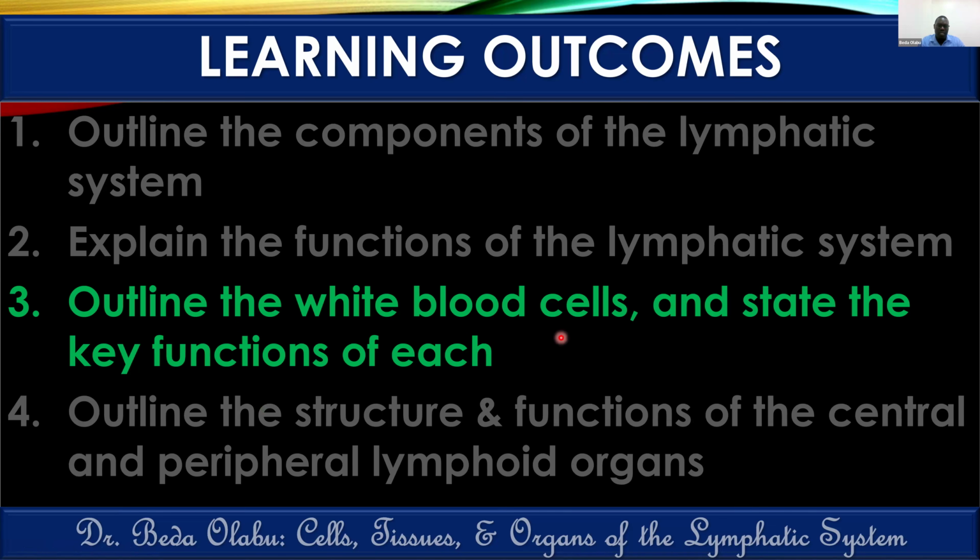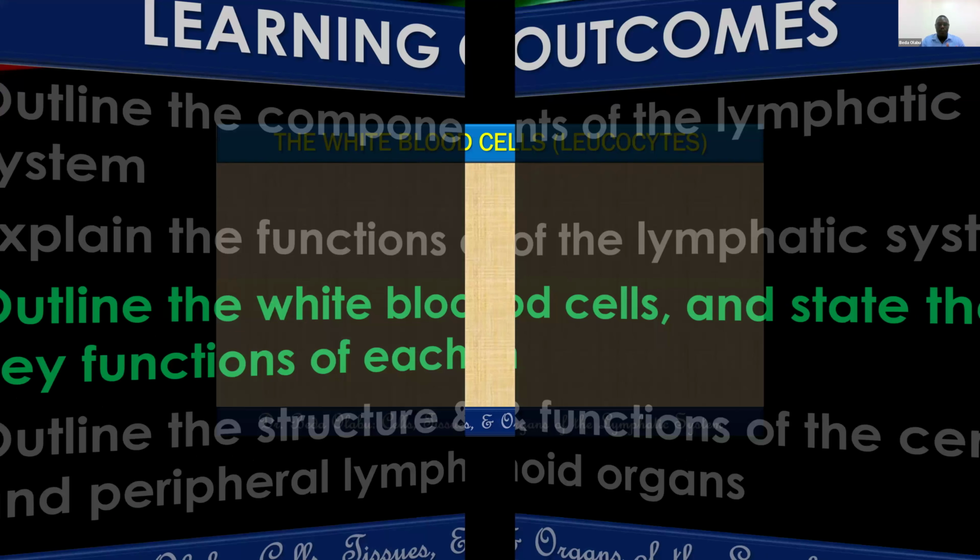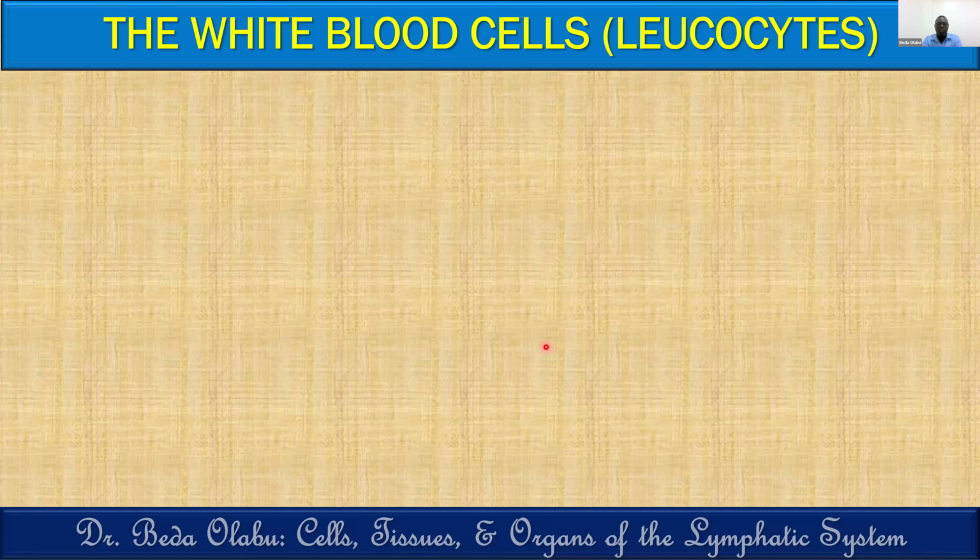Let's look at the white blood cells. We'll also spend some time here. Now, understand that blood is a tissue, and blood has two major components. We have the plasma, which is the fluid component of blood, and we have the cellular elements of blood, or what we call the formed elements of blood. The formed elements of blood can now be grouped into three.